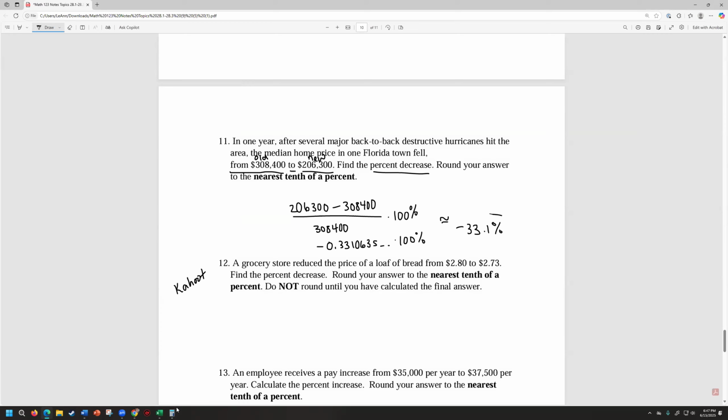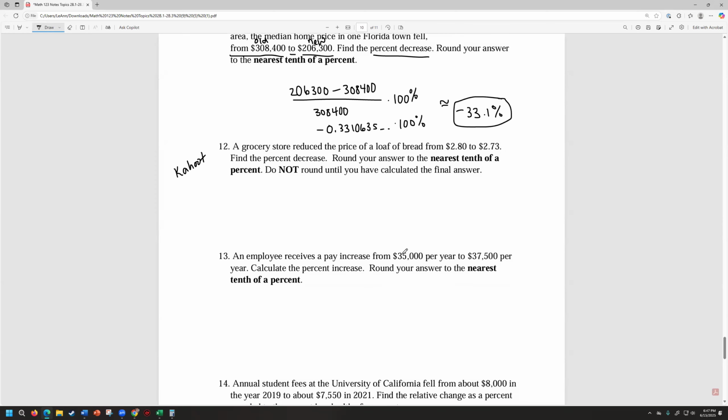Nearest 1/10 of a percent means after you're in percent form, then you round to 1 decimal place. Okay. You cannot do it here. You can't round this to 0.3 and then say, oh, that'd just be negative 30%. Nearest 1/10 of a percent means you don't round until you're already in percent form. So you have to move the decimal the two places to the right, or multiply that by 100. That's essentially what you're doing. Okay, let's look at another one.